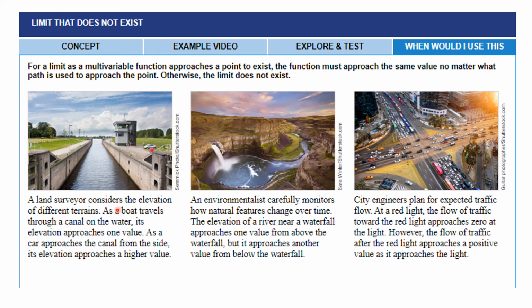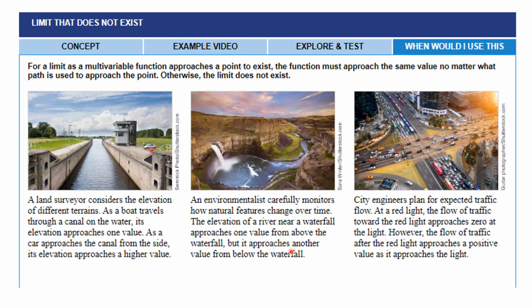A land surveyor considers the elevation of different terrains. As a boat travels through a canal on the water, its elevation approaches one value because you're basically going from one level of water to another. As a car approaches the canal from the side, its elevation approaches a higher value. So this is giving you an idea of different elevations.